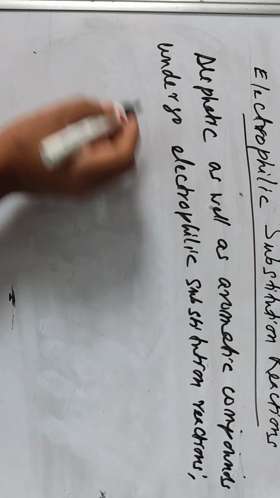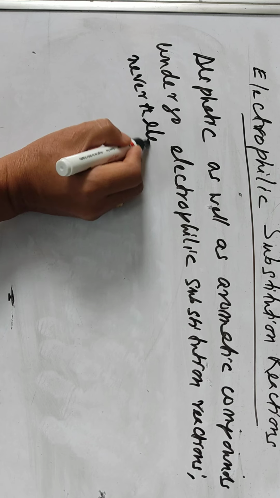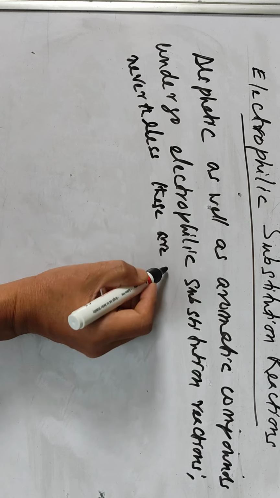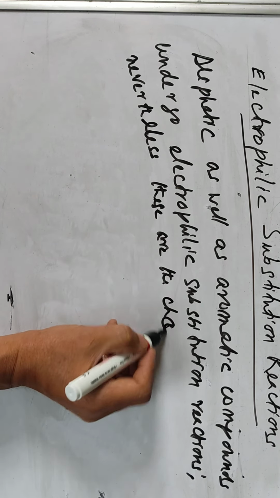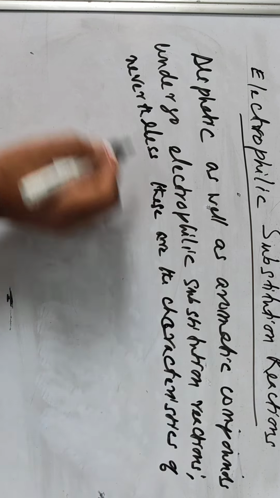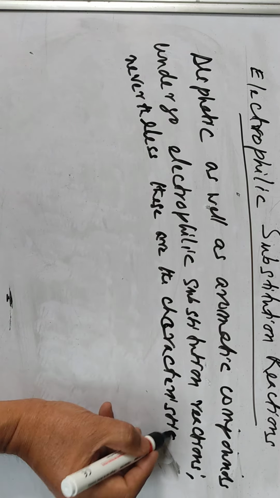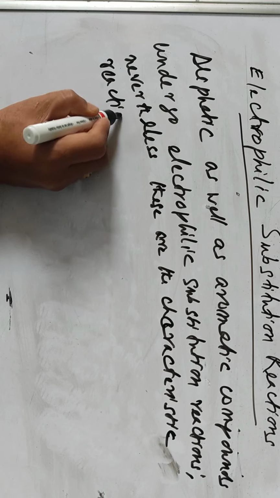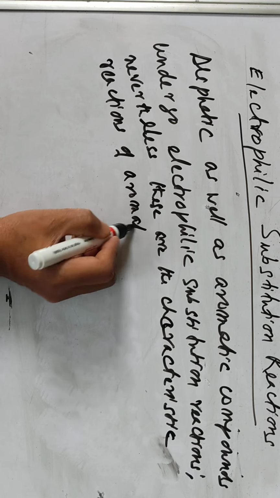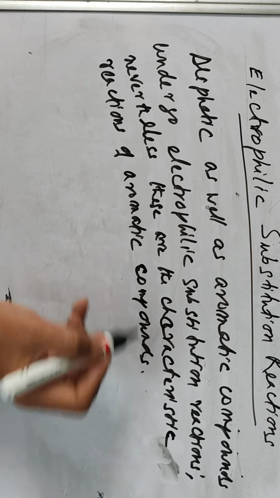Nevertheless, these are the characteristic reactions of aromatic compounds. So these are found mostly in the aromatic system as compared to aliphatic systems.